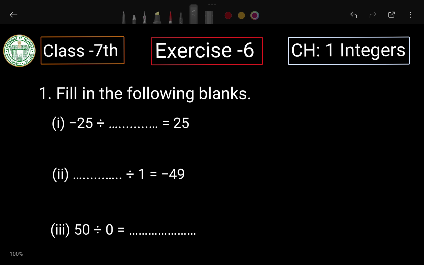This is a very simple exercise, and there are not a lot of questions. It is only fill in the blanks, and it is very easy. If you understand this, it is better, and if you didn't understand, don't worry. If you give me 15 to 20 minutes, I will explain this exercise in a very clear and understandable way. So let's see this one.